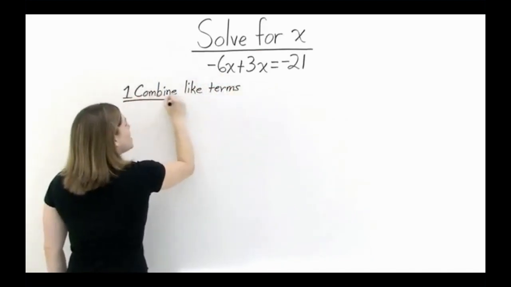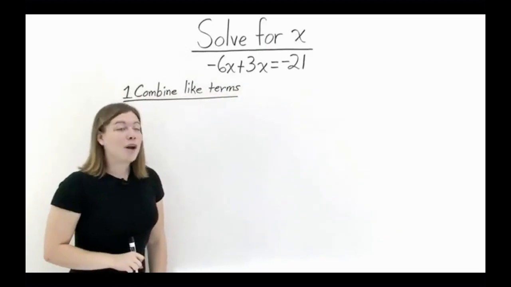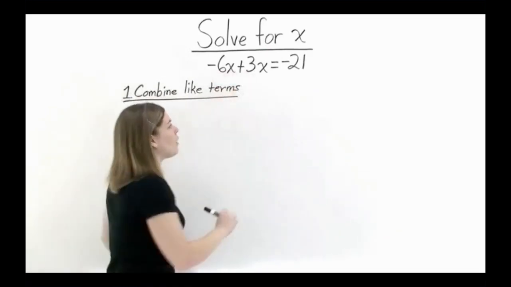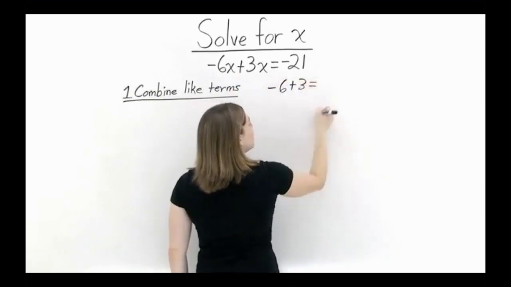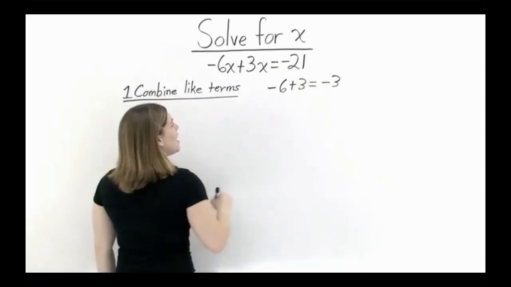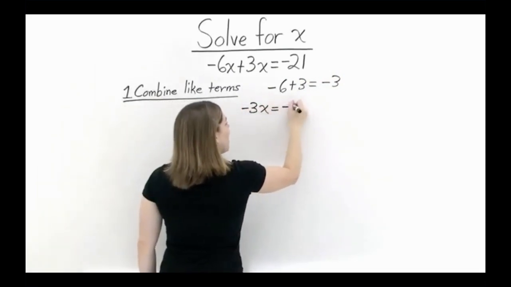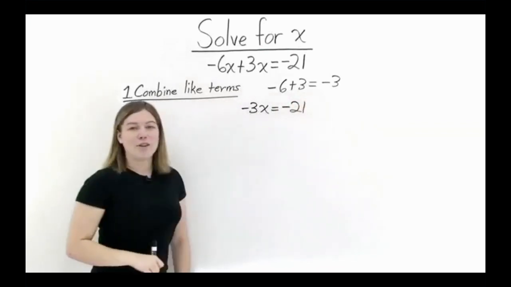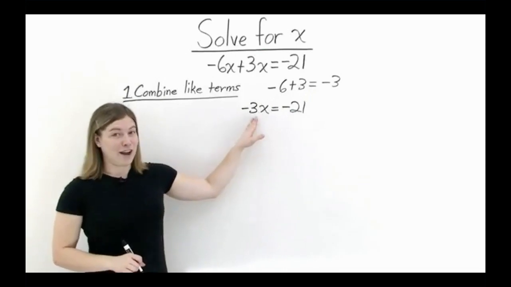So we want to combine together negative 6x and positive 3x. To do that, we want to combine together the coefficients in front of each x. Negative 6 and positive 3. Well, negative 6 plus 3 is negative 3. So that means that negative 6x plus 3x is negative 3x. And we still have a negative 21 on the right-hand side. Now we have an equation that we can more easily solve for x.